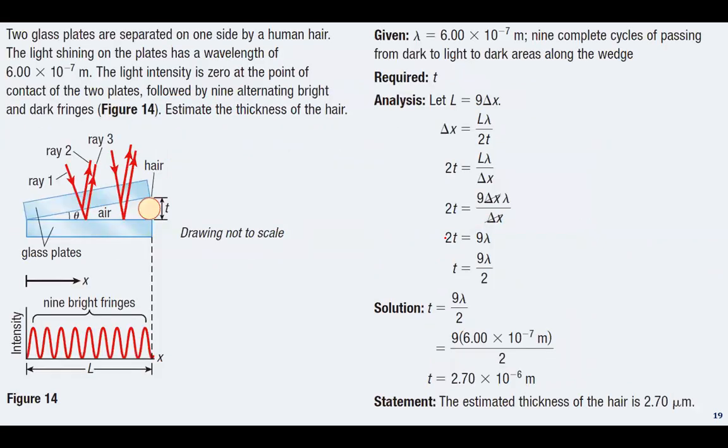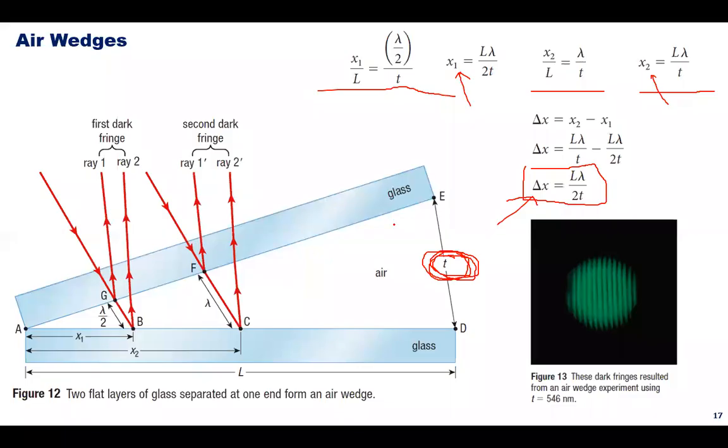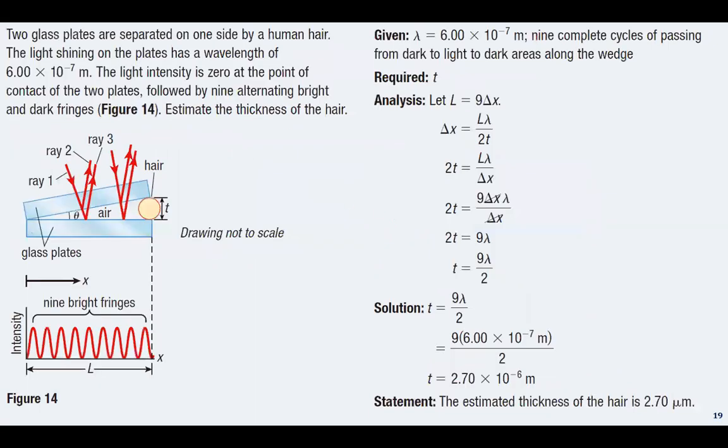All right, it should be finished now. Let's have a look at the solution here. According to the previous model we have learned, we know the relationship delta x equals L lambda over 2t, right? So 2t equals L lambda over delta x. Then simplifying this formula gives us t equals 9 lambda over 2.